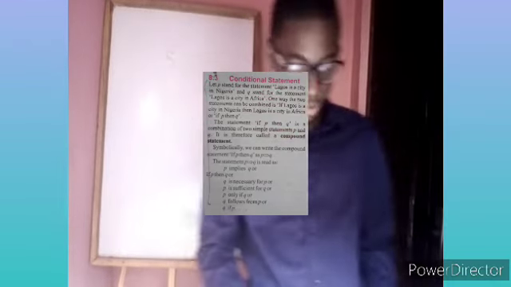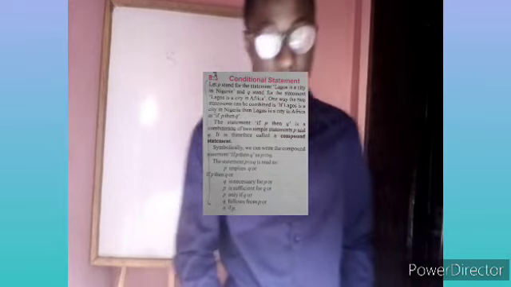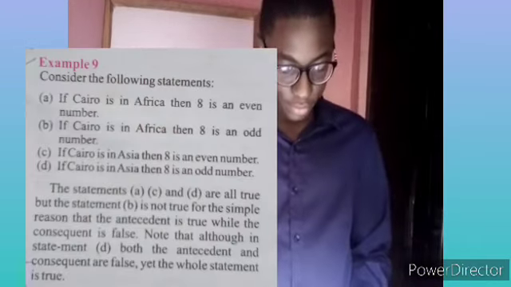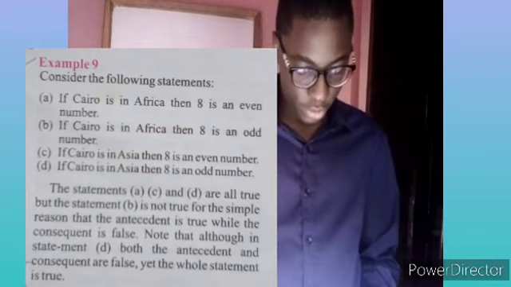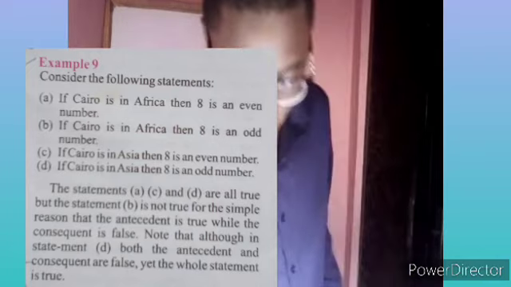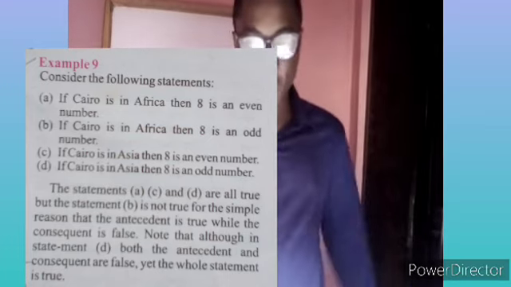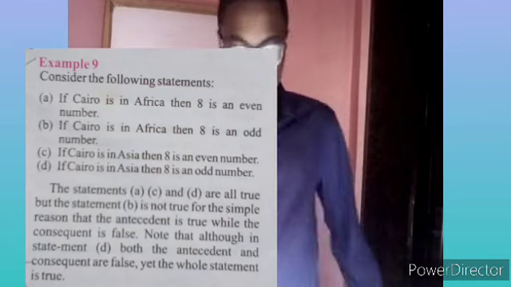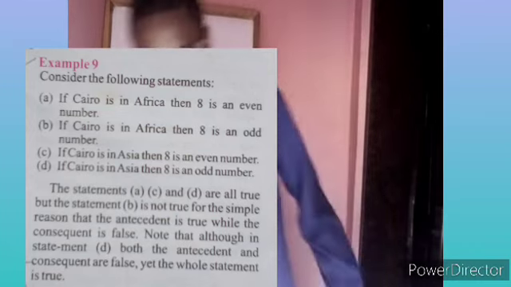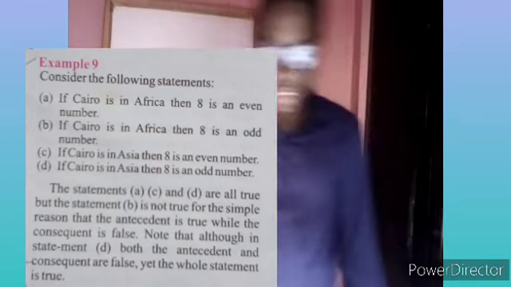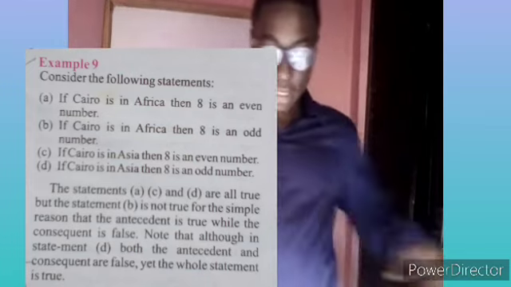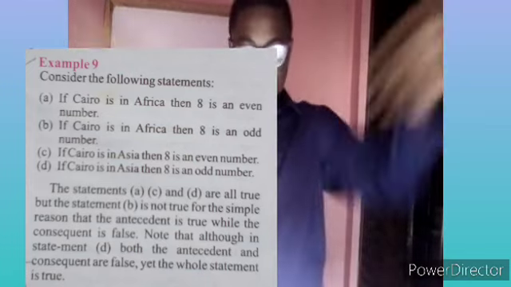Having talked about those conditional statements, let's move on to another concept in this video, which is an example. Consider the following statements. A: if Cairo is in Africa, then 8 is an even number. B: if Cairo is in Africa, then 8 is an odd number. C: if Cairo is in Asia, then 8 is an even number. D: if Cairo is in Asia, then 8 is an odd number. Statements A, C, and D are all true, but statement B is not true.